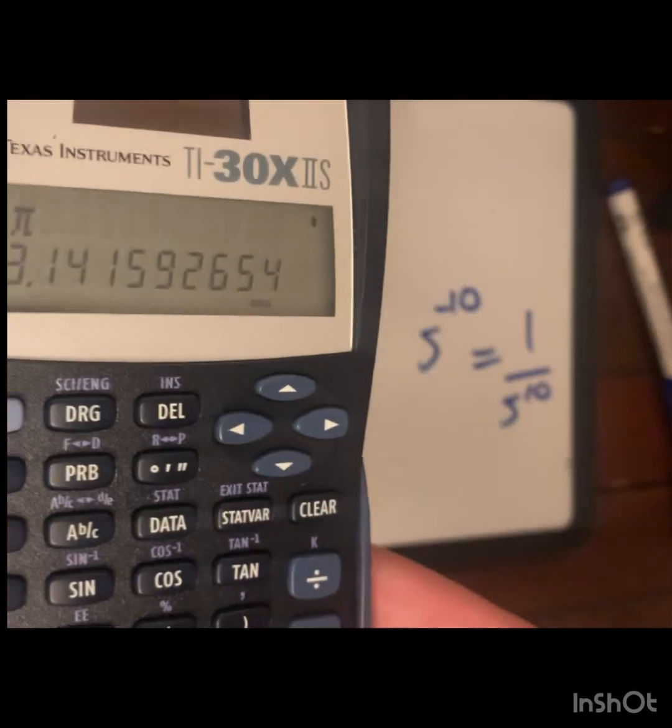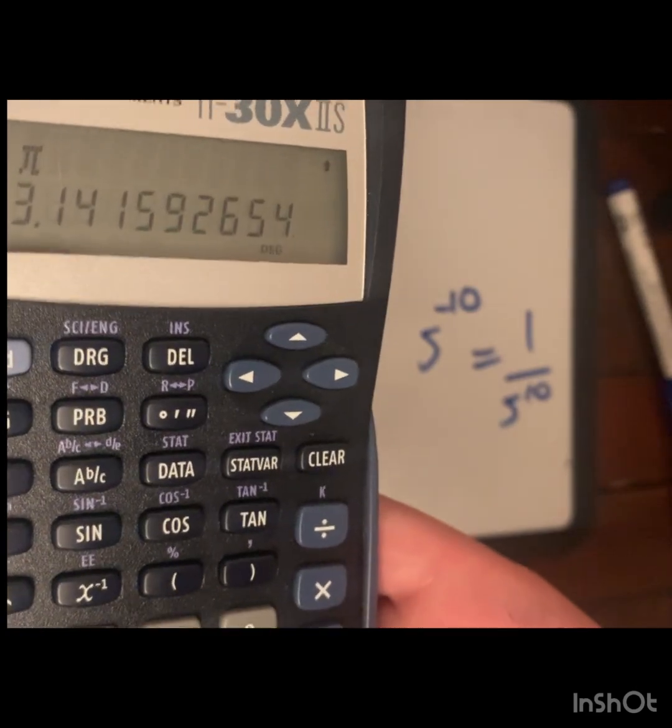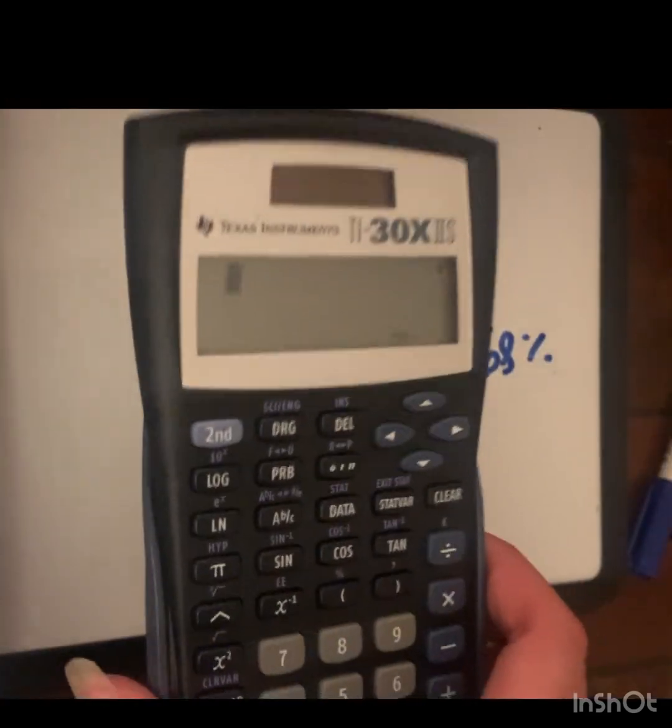Okay, so now if they give you something like pi times b, you have to know that pi equals 3.14, and there's a button for that. You just have to hit pi.